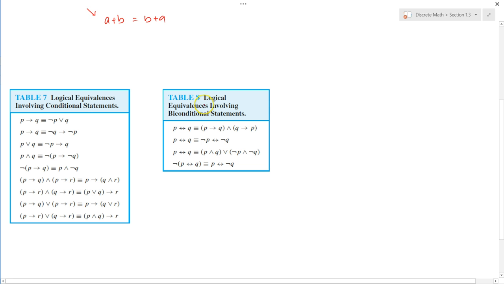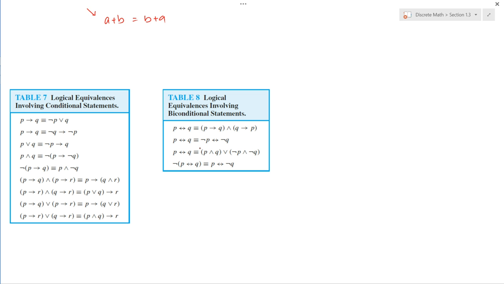Table 8 lists the logical equivalences involving the bidirectional statement. So in this case, P if and only if Q is logically equivalent to P implies Q and Q implies P, and this is based on the definition of the bidirectional statement, which we covered in section 1.1. And in the same way, we've got 3 different formulas that involve the bidirectional statement. I would really recommend that you memorize these tables very well, so that it will be easier for you to solve problems later.